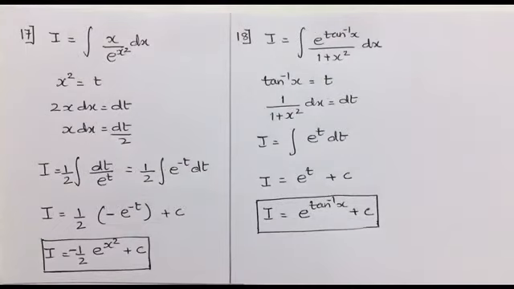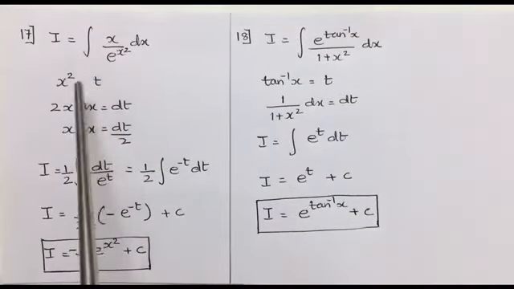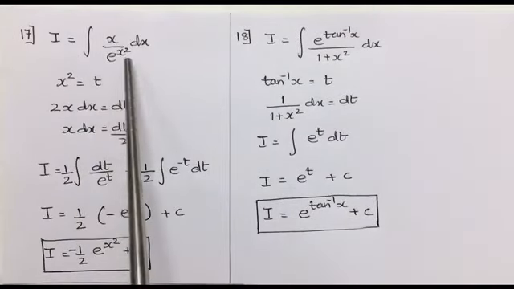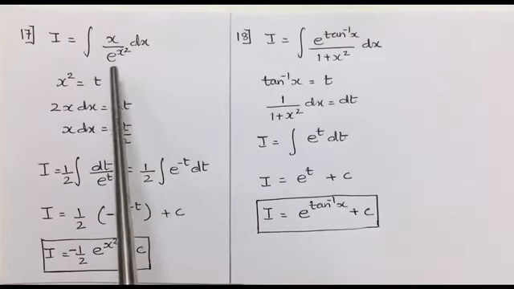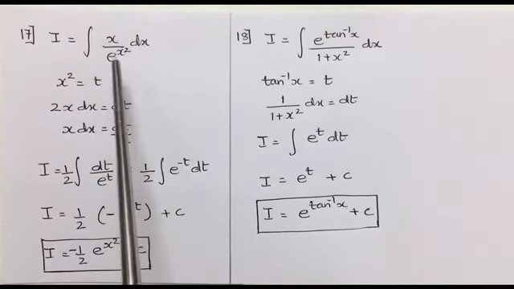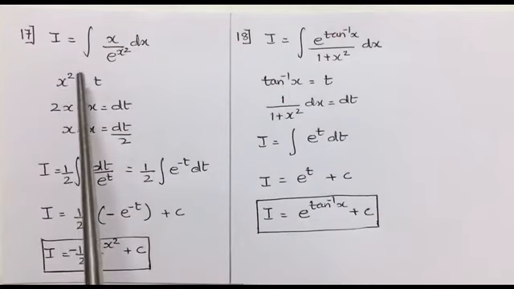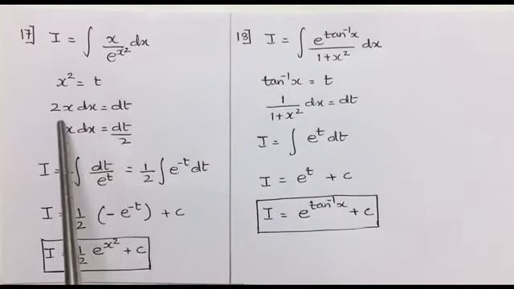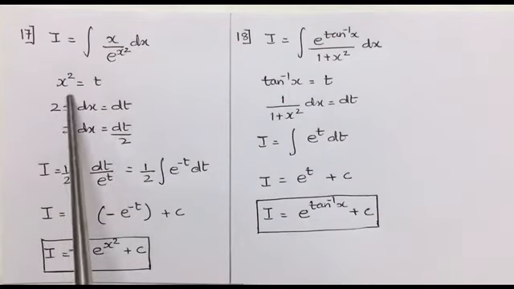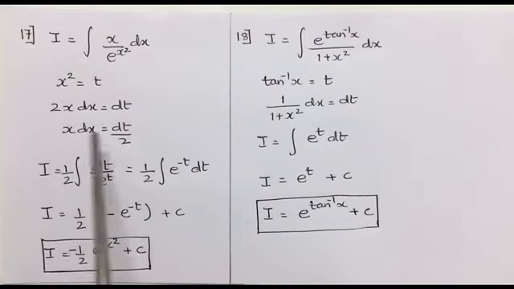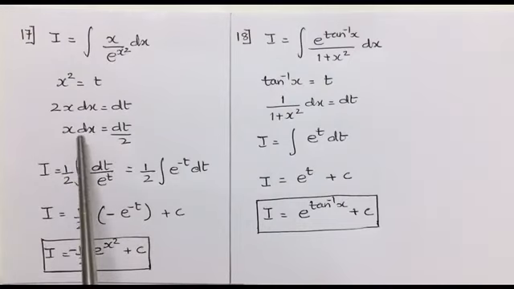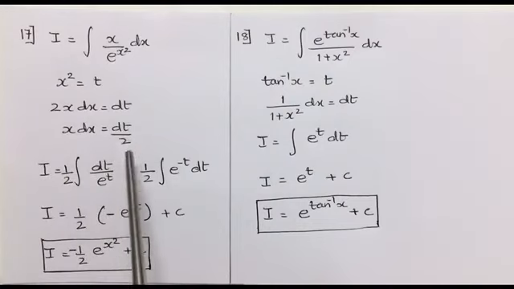17th one is I is equal to integration of x upon e raised to x square dx. As there is no direct integration, we will assume x square is equal to t. Now the differentiation of x square becomes 2x dx is equal to dt. Shifting to the other side, we get x dx is equal to dt by 2.